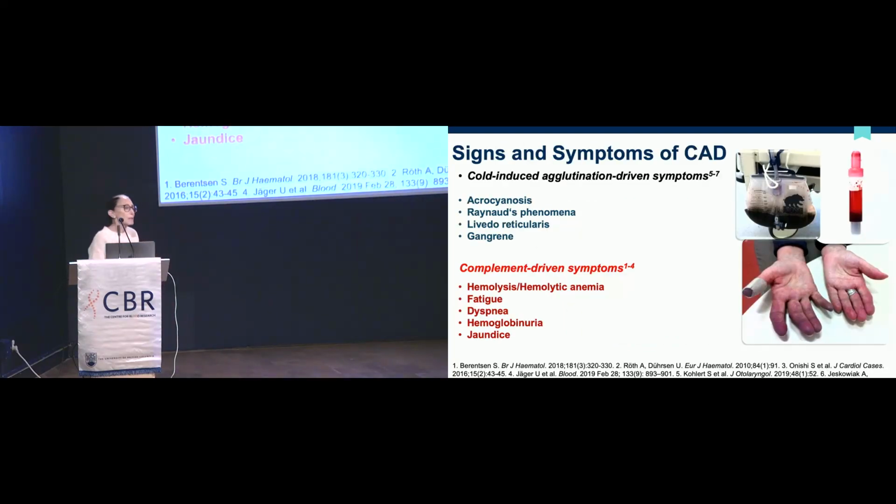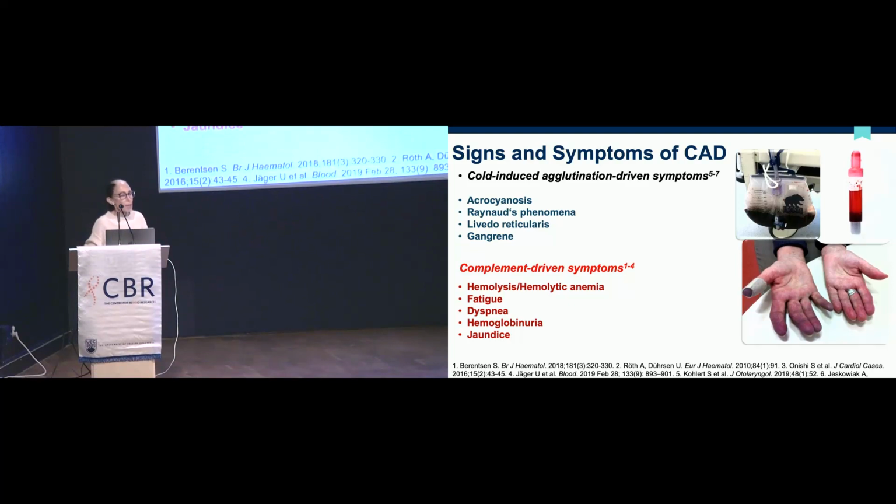CAD is a very sort of schizophrenic disease. There are parts of the disease that are driven by the antibody, with agglutination, and that accounts for the acrocyanosis, the Raynaud's, the livedo reticularis, and the gangrene that you can see in the pictures. And then there is the hemolytic component that's really driven by complement. And I think that this separation of the two gets a lot of people confused.